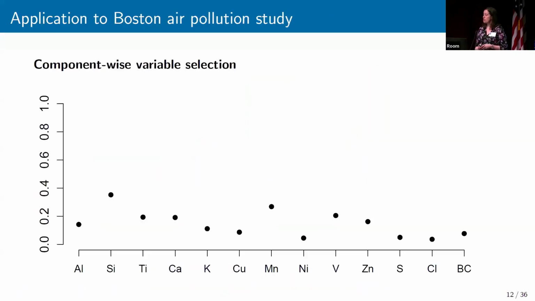This is highlighting results for the Boston air pollution study, focusing on the variable selection. And this first plot is showing the posterior inclusion probabilities when we implemented the component-wise variable selection. So again, recall here that we have 13 exposures, some of which are highly correlated with each other. The y-axis is indicating the posterior inclusion probability. So again, 0 is that it should not be included in the model. 1 is that it should always be included in the model in the exposure response function.